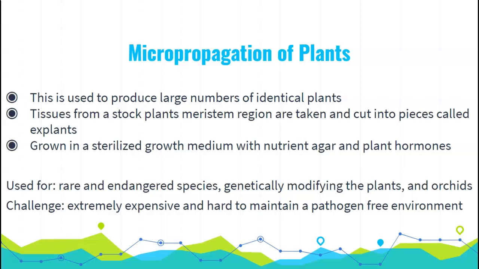They're all clones. If you look up about bananas, the current bananas that you eat are all clones. And for genetically modifying plants, you can grow a whole bunch of them and then mess with their DNA and then regrow them quickly using micropropagation to see what the outcome is. And then orchids. Orchids are very hard to grow in nature, and so scientists use micropropagation to be able to grow a ton of orchids.